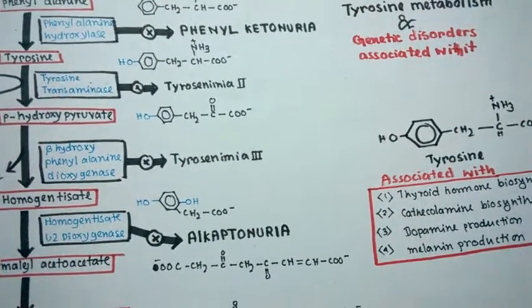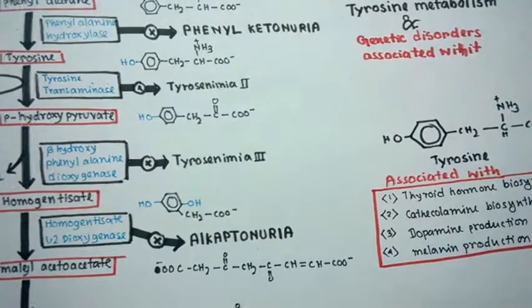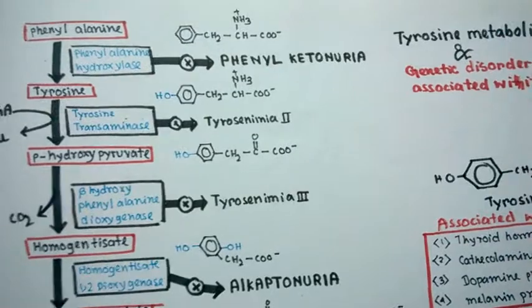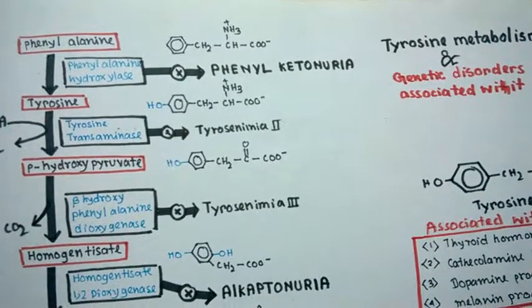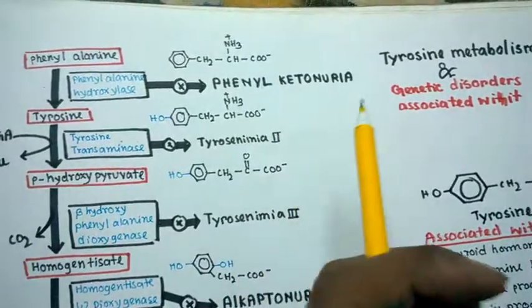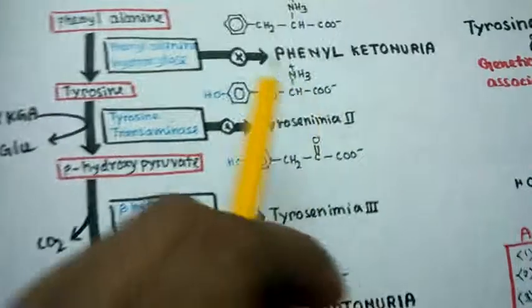That is why we should study tyrosine metabolism, especially tyrosine catabolism and the enzymes involved in this catabolism process, what happens if these enzymes are mutated, and what disease we would develop if these enzymes are mutated, the genetic disorders associated with these enzymes. So let's go back to the steps.